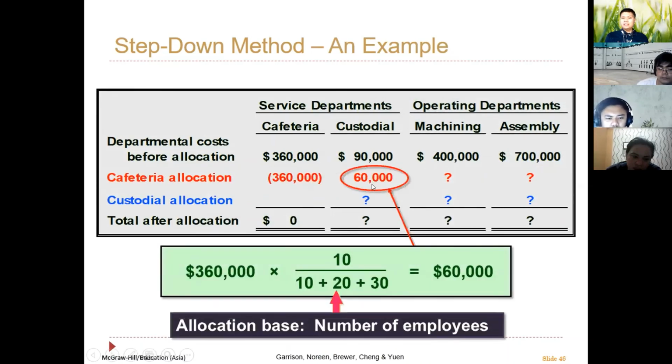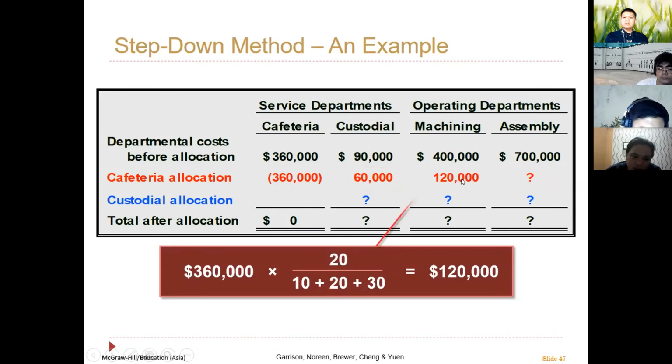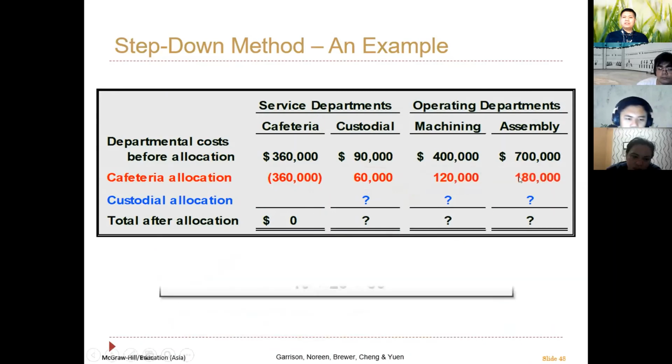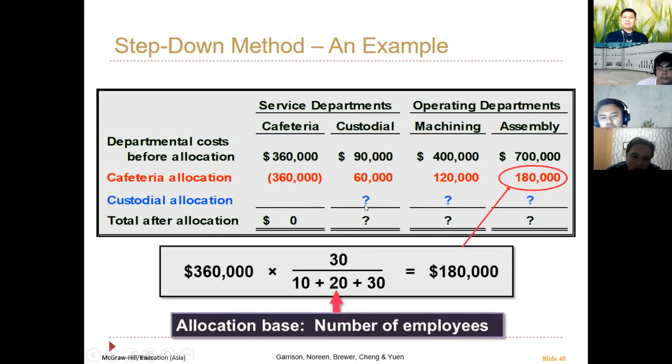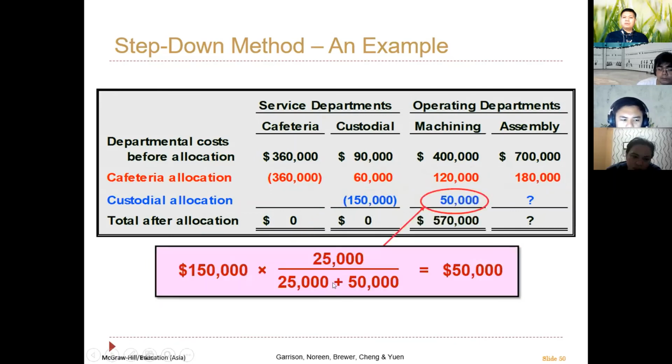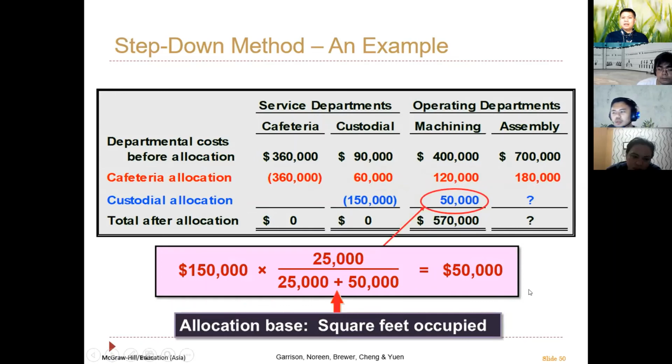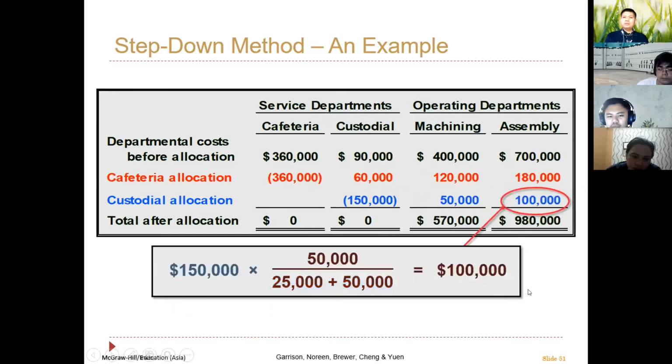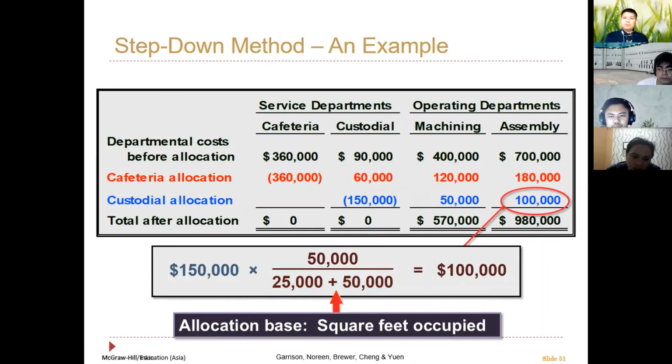So, allocate cafeteria cost. This is the 60 we mentioned: 10 over 60, 20 over 60, and 30 over 60. And here it's 25 over 75 and 50 over 75. Did you get the step-down? The first service department gives first, and the second service department receives. So what does custodial distribute? The 90 plus the 60 it received, so 150 now. Earlier, we distributed just the 90,000.